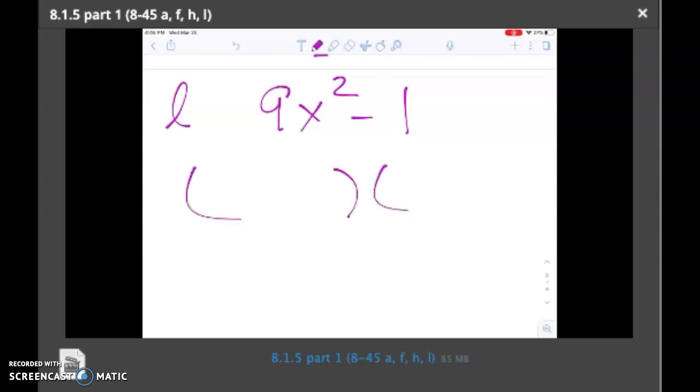So my square root of 9x squared would be 3x. So I'm going to drop those here. And then the square root of 1 is 1. So I'm going to drop those there. And then just following the pattern, it must be a positive and a negative.